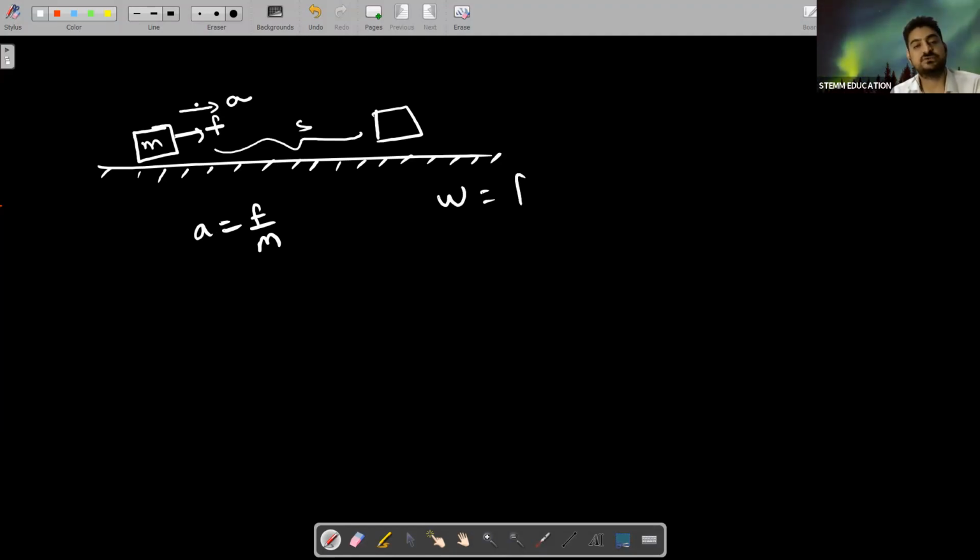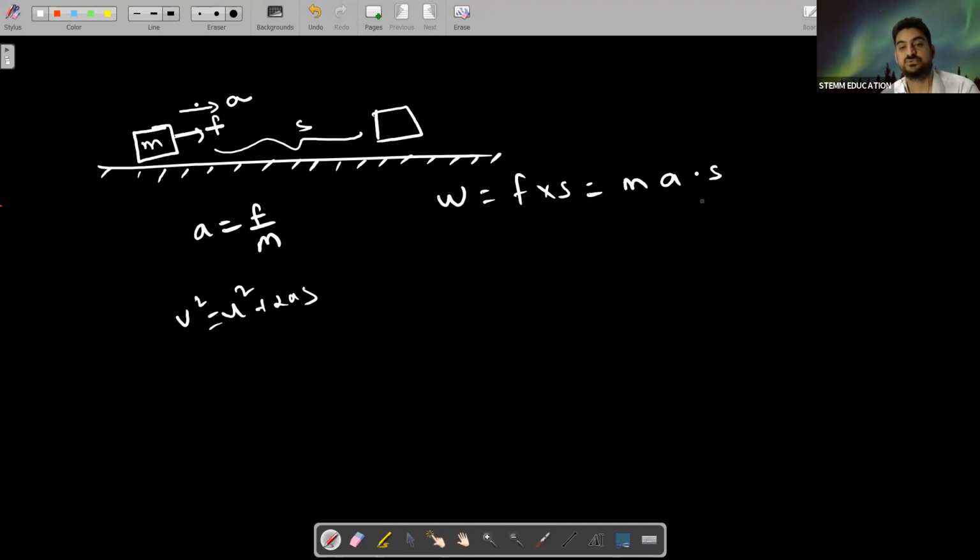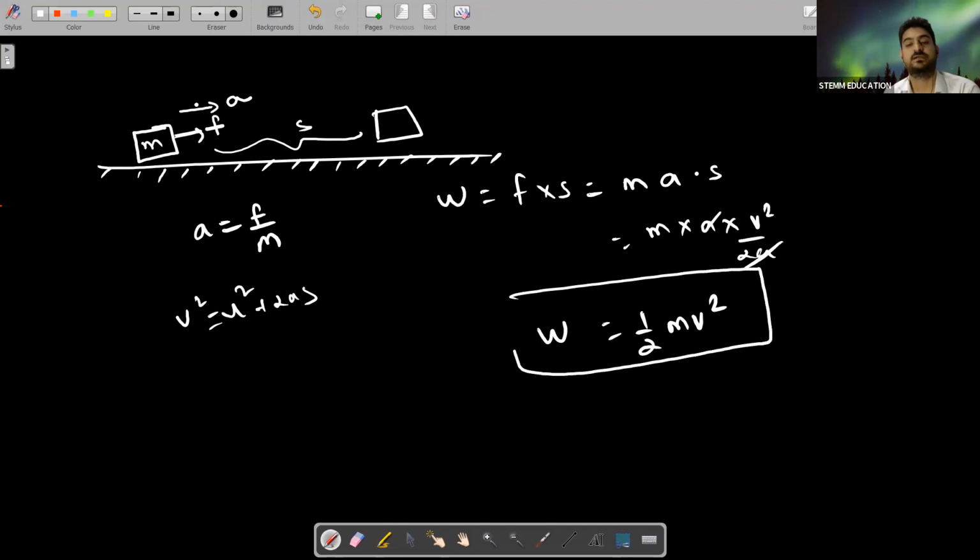So work done is equal to force into displacement. We can write force equals mass into acceleration, into s, and for the value of s, we can use the formula v squared is equal to u squared plus 2as. So in place of s, we can write v squared upon 2a. The a gets cancelled, and it becomes equal to half mv squared, that is equal to the work done. And the work done would be stored in the block in the form of its kinetic energy.